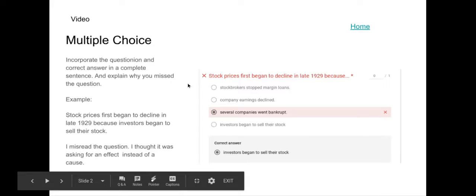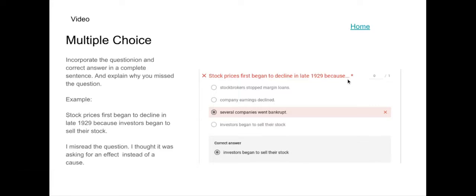When doing the correction, you'll just simply incorporate these into one sentence. And it's pretty easy because you have that ellipses in the back, so you could just plug this in. Stock prices first began to decline in late 1929 because investors began to sell their stock. That would be the first part of your corrective.